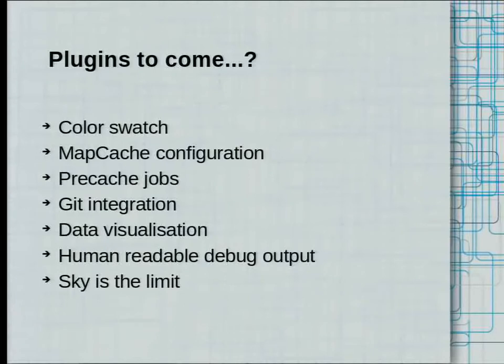Then I would like to have a map cache configuration plugin where you can define your map cache configuration, what is on your server, and launch and monitor pre-caching jobs. Again, it's to have every tool that we use every day in the same application, integrated with each other. So when you create a new map file, you will be able to just click a few buttons and a pre-caching job will be started to generate all the tiles for all the world at all zoom levels on your server.